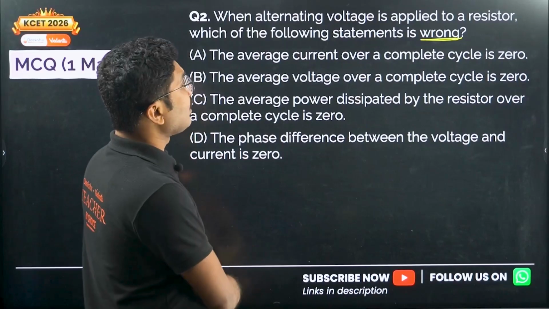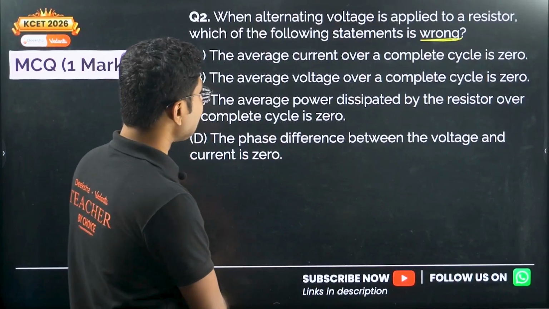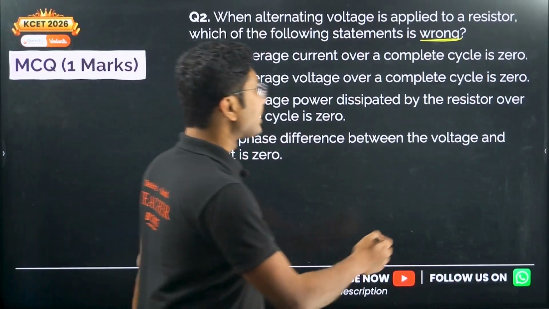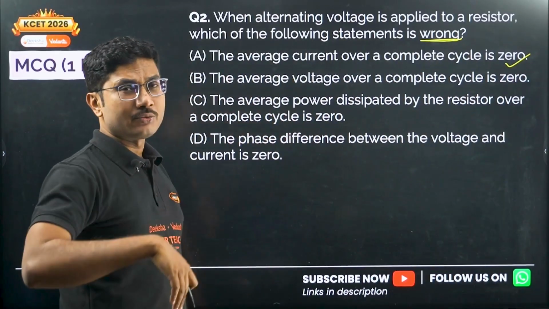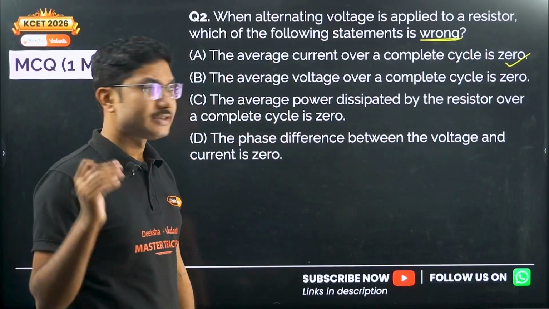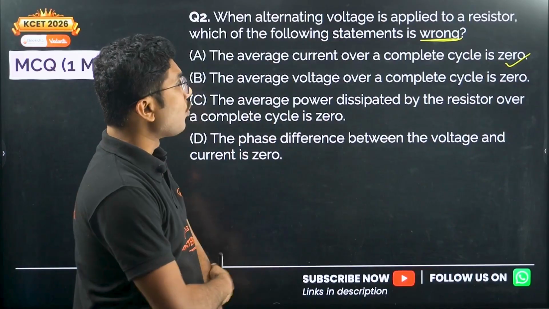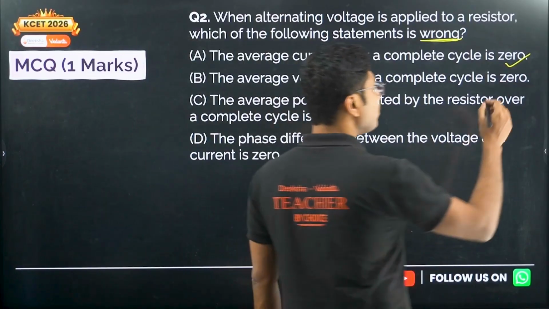The average current over a complete cycle is 0. This is a true statement. Average current in a complete cycle is 0. It goes up and down, so it's a sine theta, and the average of sine theta is 0. The average voltage over a complete cycle is 0. This is again a true statement.